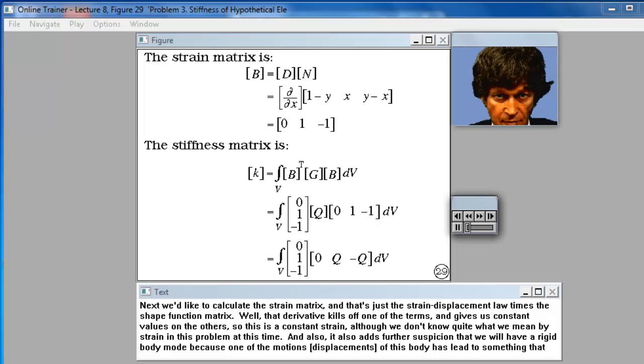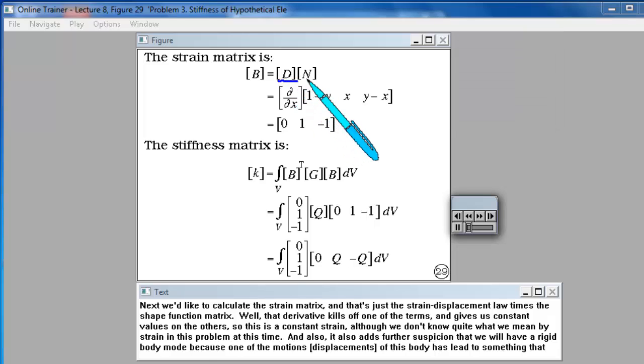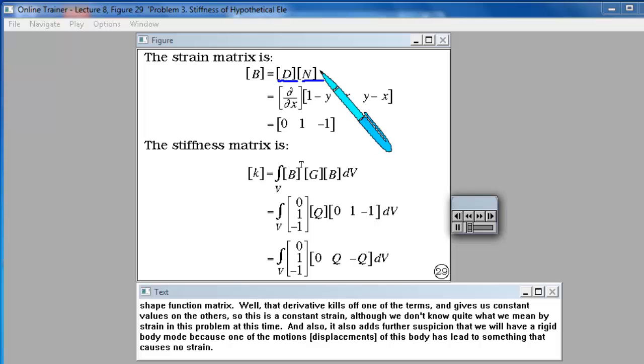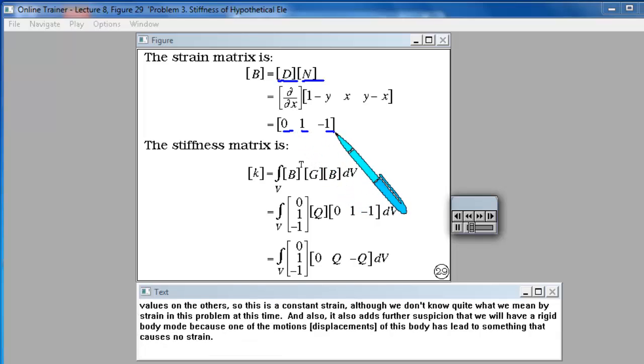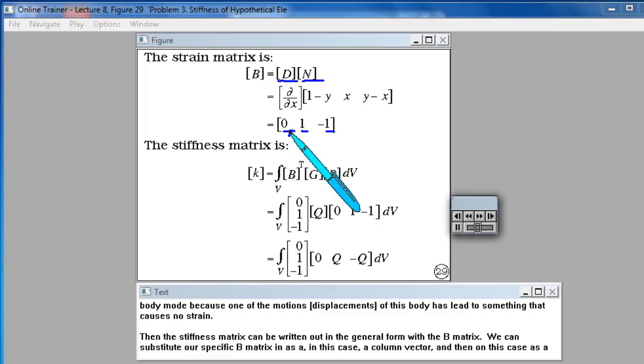Next, we'd like to calculate the strain matrix, and that's just the strain displacement law times the shape function matrix. Well, that derivative kills off one of the terms and gives us constant values on the others. So this is a constant strain, although we don't know quite what we mean by strain in this problem at this time. And it also adds further suspicion that we will have a rigid body mode, because one of the motions of this body has led to something that causes no strain.